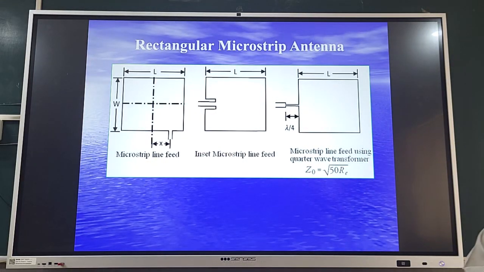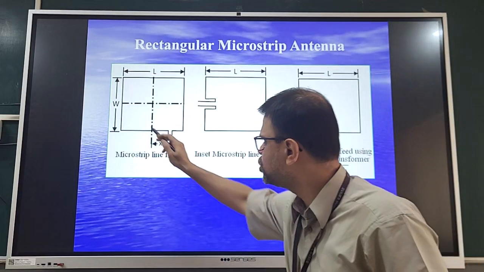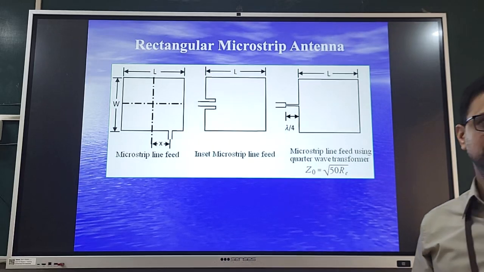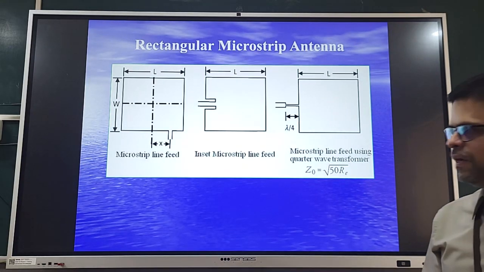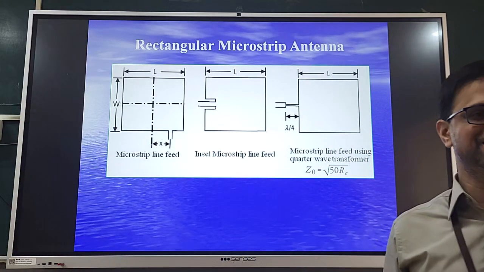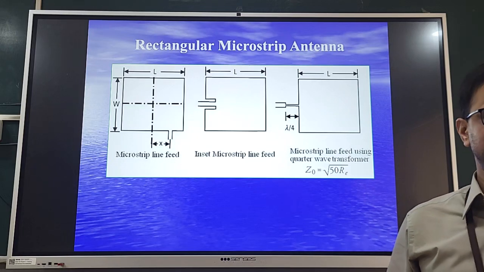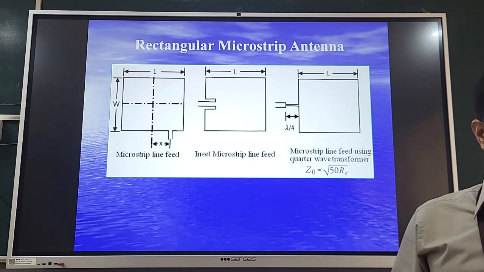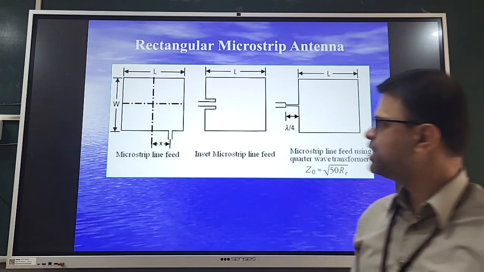Now we will discuss how a microstrip antenna can be fed using a microstrip line. First way of doing it is the one which is shown in the leftmost diagram. Here you have already calculated X, where you want to do the feed point using that impedance formula. Okay, so X is known.